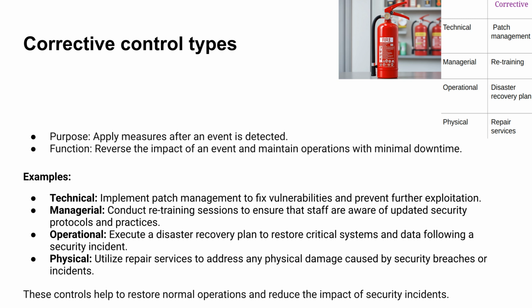If you receive an alert indicating a system breach or unauthorized access to a secure area, it's essential to activate corrective security controls. These controls are implemented after an incident has been detected, helping to reduce or even reverse the impact. Their primary goal is to ensure that business operations can continue with minimal disruption.